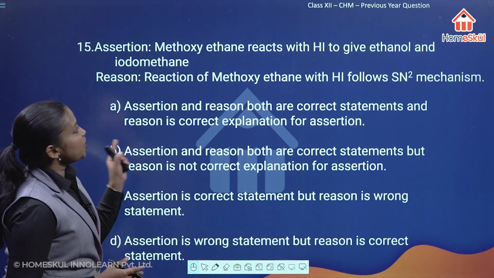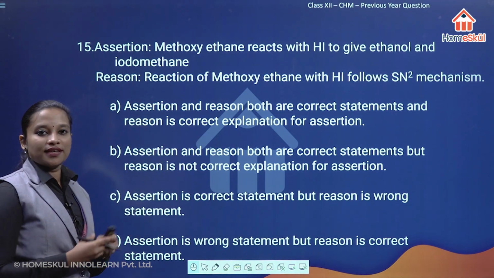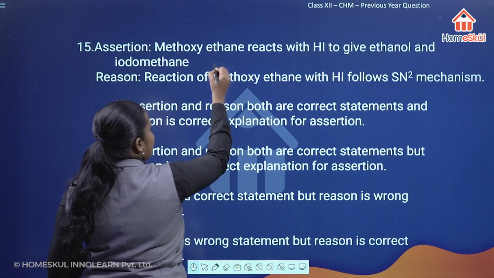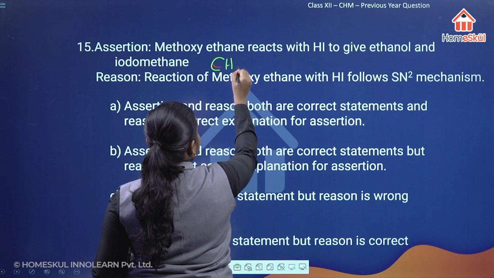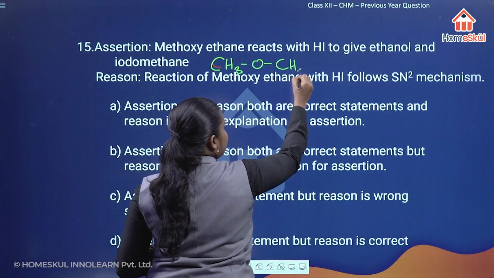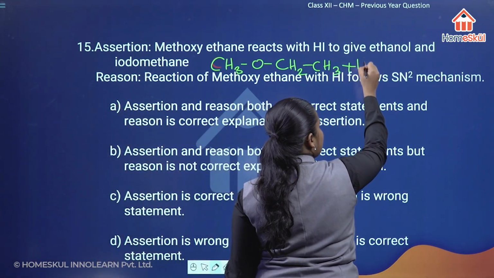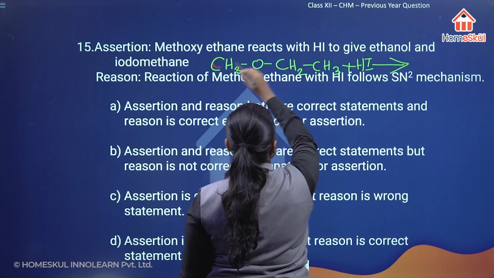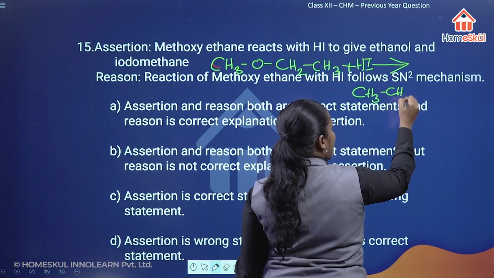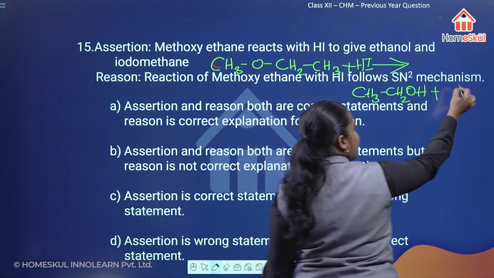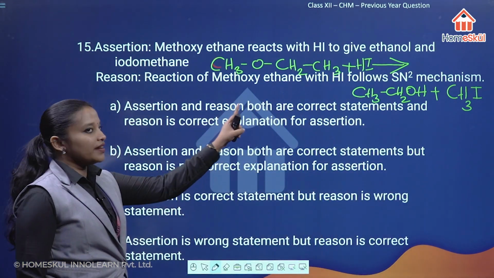Assertion: methoxyethane reacts with HI to give ethanol and iodomethane. Is that a correct statement? Yes. Let's write methoxyethane, CH3OCH2CH3, that reacts with HI. When it reacts with HI, that will give what? Yes, ethanol, CH3CH2OH, plus iodomethane, that is CH3I. So the assertion is the correct statement.